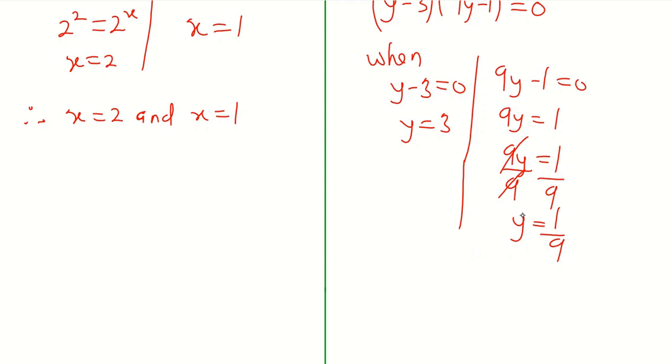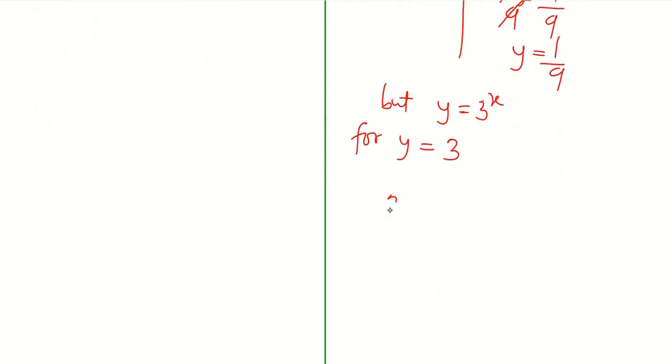Now these are the values for y, but we are not interested in finding the value of y. We are interested in finding the value of x. But remember, we said we should let y be equal to 3 exponent x. So for y to be equal to 3, then our y value is nothing but 3, which is equal to 3 exponent x, and we can see 3 has an exponent of 1 and is equal to 3 exponent x. And so since the bases are the same, then we can see that x is equal to 1.